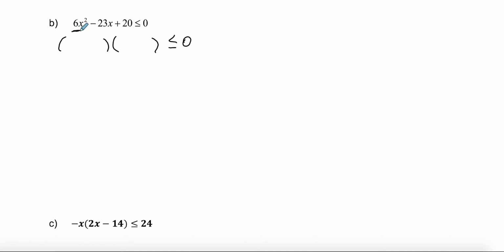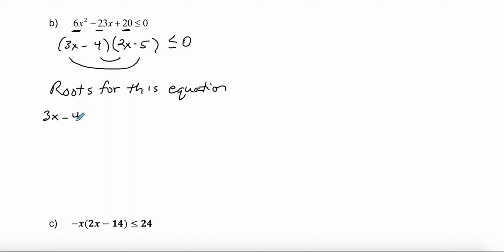So in the front, what would give me 6? I know 3 times 2 is 6. And in the back, what would give me 20? 4 times 5 is 20. I could do 2 times 10. I'm not sure, but I check. This would be -15 and -8. If I add both of those numbers, I actually do get -23. I do need to understand what the roots or the x-intercepts are.